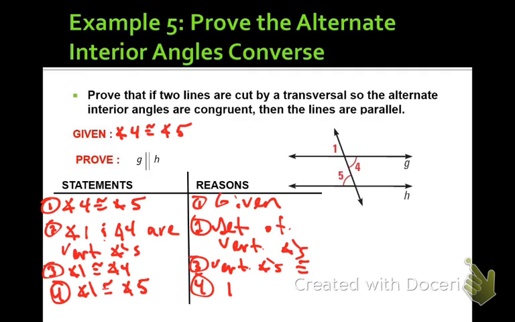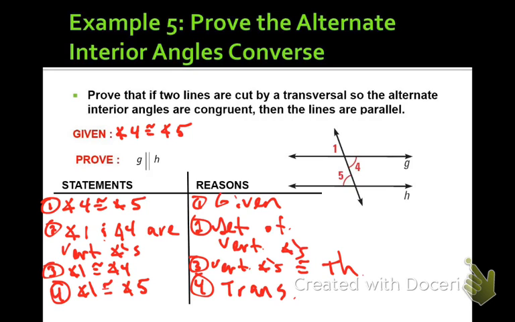Question, Jordan? What is number 3 say? The vertical angles congruence theorem. Vertical angles congruence theorem. It's a bunch of abbreviations. That's supposed to be an angle symbol, and then the congruent symbol after it.